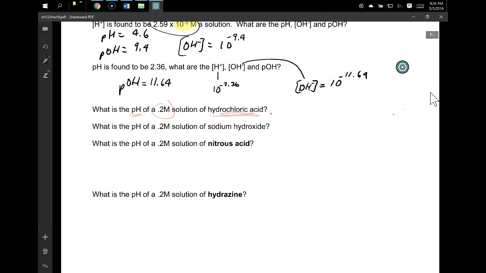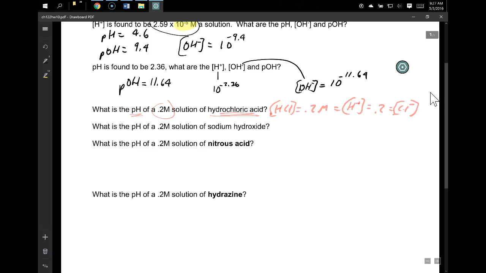That 0.2 actually is telling us: if I'm talking about hydrochloric acid and I say that its concentration in moles per liter is equal to 0.2 molar, my H plus ion concentration is also equal to what? 0.2. And my chloride ion concentration is also equal to 0.2.